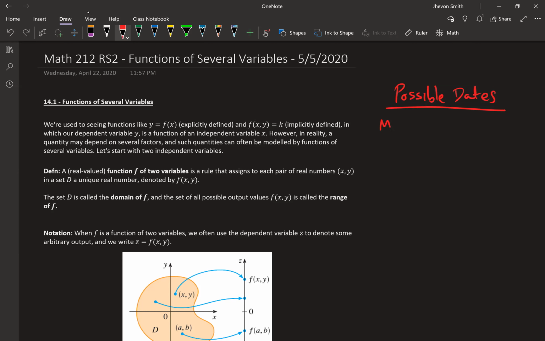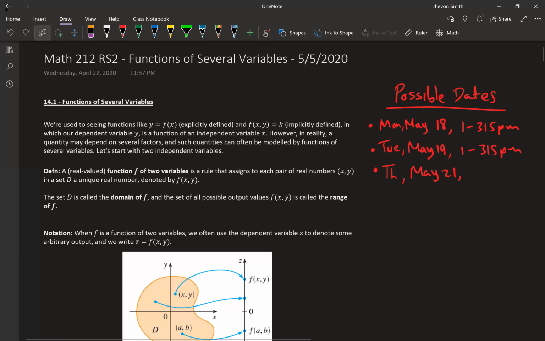One possibility, Monday, May 18. And this would be from 1 to 3:15 p.m. Another possibility, Tuesday, May 19, 1 to 3:15 p.m. The other possibility is Thursday, May 21. And this one is from 3:30 to 5:45 p.m.